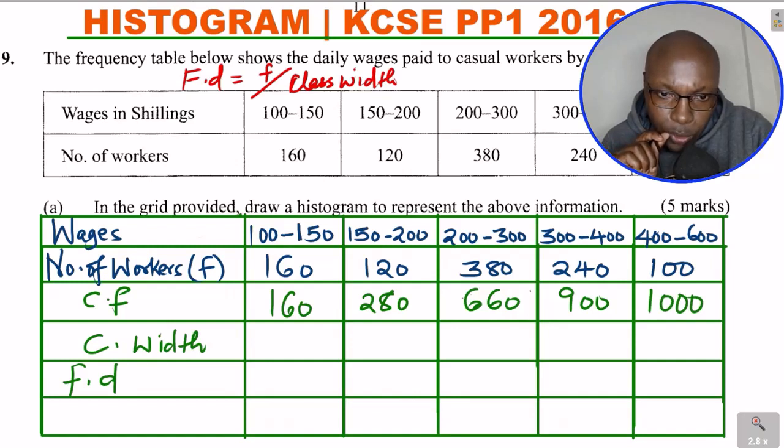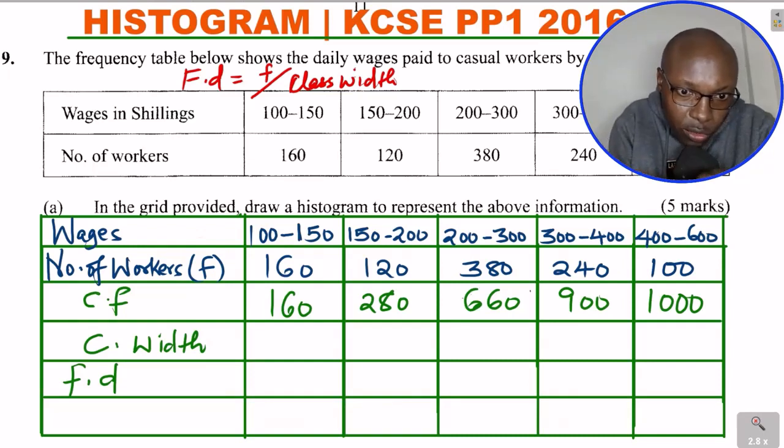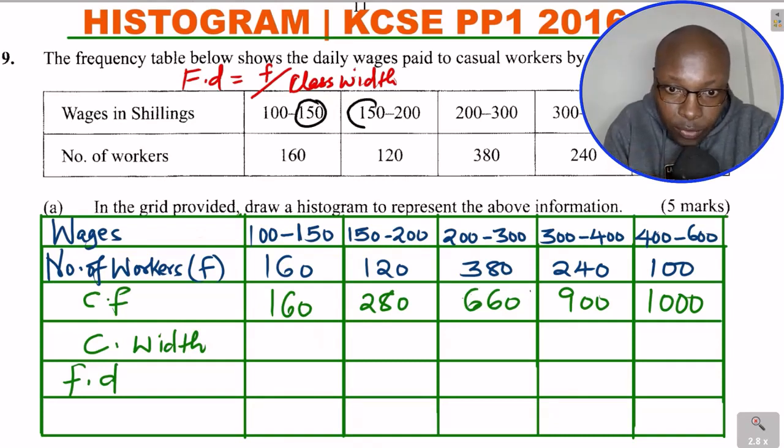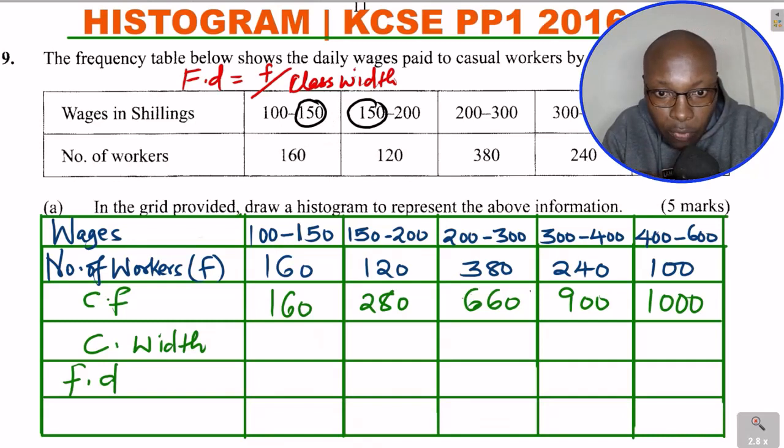The next thing is the class width. These are the class sizes. Here you need to be very keen, because when you look at these classes, there is an observation you're going to make. 150 is the upper class limit of the first class, and it forms the lower class limit of the second class. So when you find the class limits overlapping in this manner, to get the class width, you simply don't use the boundaries. You just take 150 and subtract the way they are.